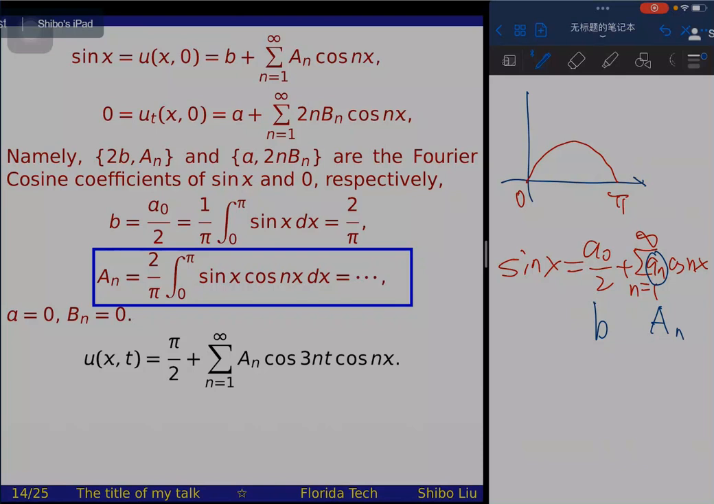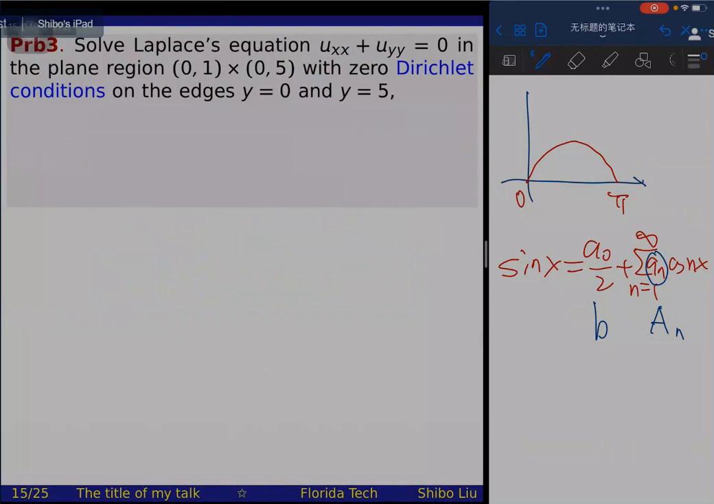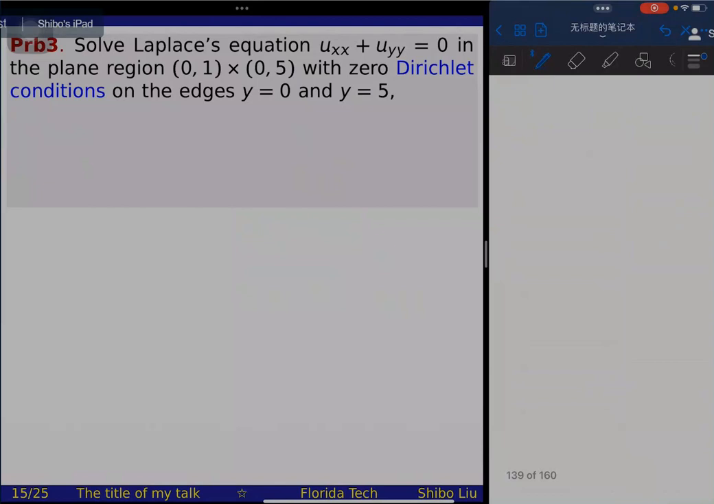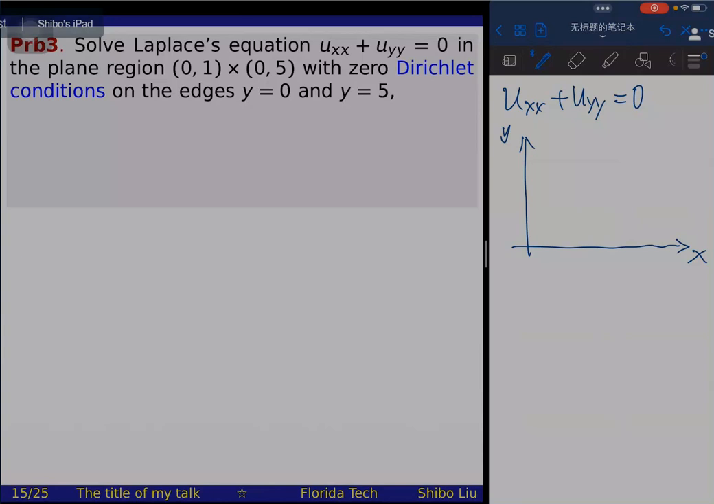Okay. Now let's go to the next problem. The next problem is about the Laplace equation. So this is the Laplace equation: uxx plus uyy is 0. In the plane region, that is, we have an x, y coordinate system.